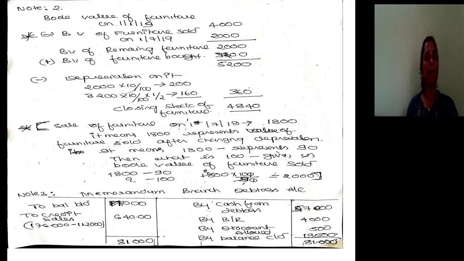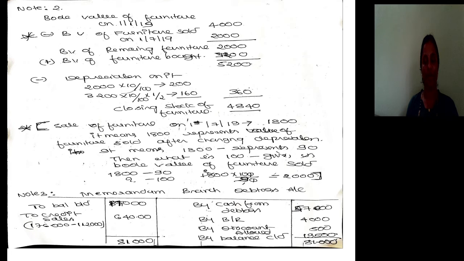So we have not yet completed. We recorded closing stock. We recorded closing bills receivable. We need to record closing petty cash, but closing petty cash is not there. We need to record closing furniture. How to calculate closing furniture? Book value of furniture on 1/1/2019 is 4,000. Book value of furniture sold on 1/7/2019, that we need to calculate.